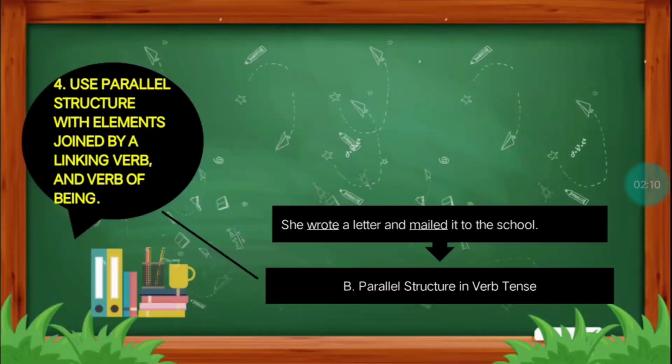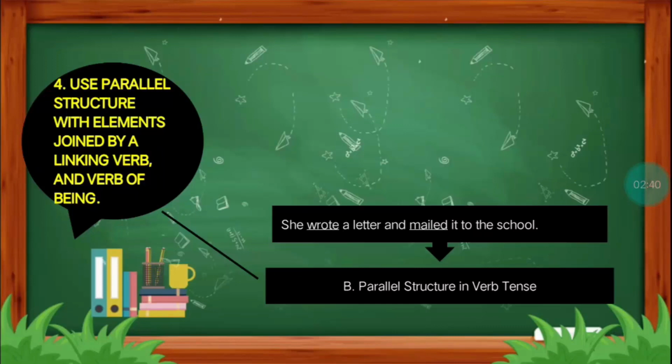have the structure in verb tense, and we have the example. She wrote the letter and mailed it to the school. Let's focus on the tense of the sentence. We have he wrote, that is past tense. Mailed, that is also in a past tense. So what do you think? Is this considered a parallelism or no?